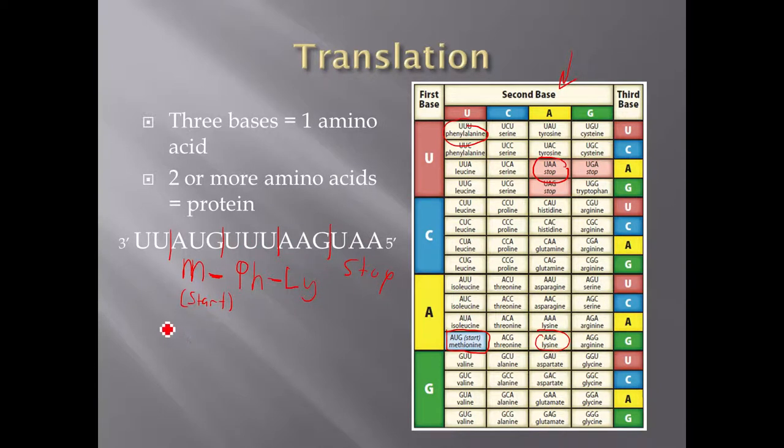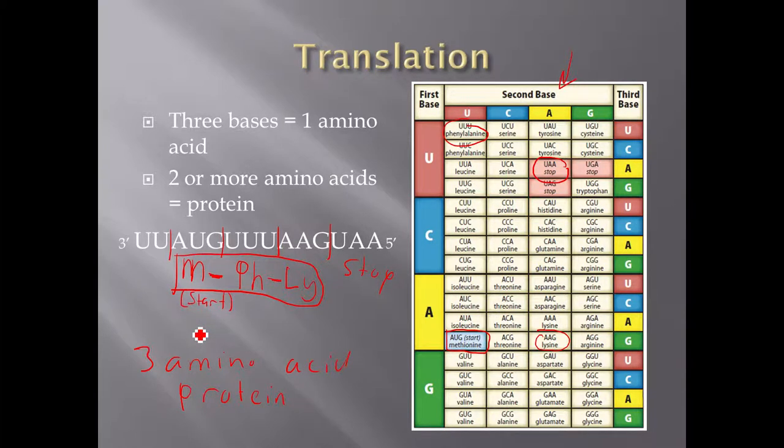So my protein is a combination of 3 amino acids. It's methionine, phenylalanine, and lysine. And bam, I have now just turned a sequence of mRNA into a series of amino acids. And this here, guys, would be a 3 amino acid protein. And there you go. That's how you can take mRNA and turn it into a protein.